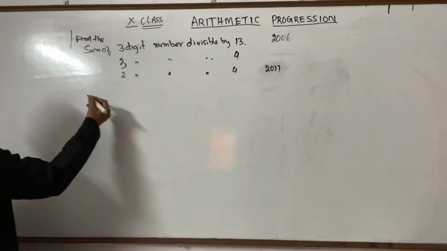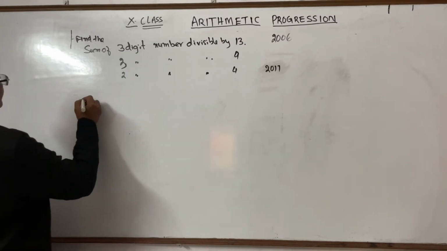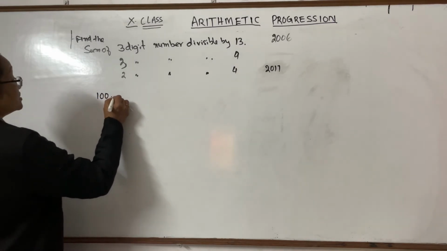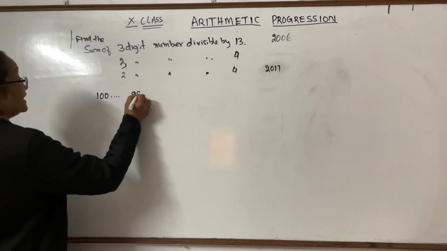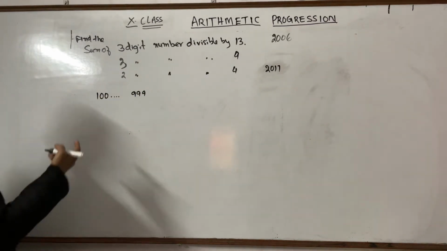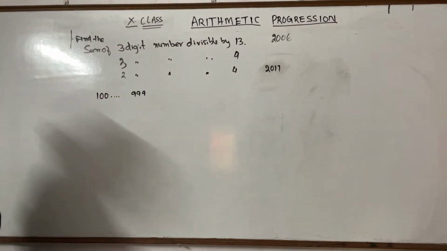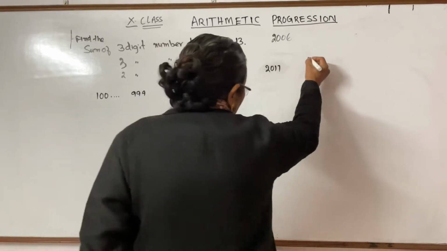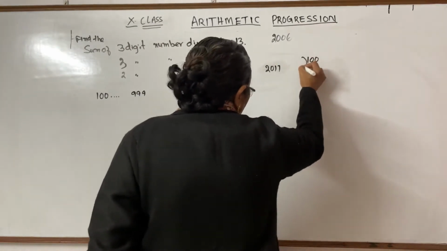We know 3-digit numbers, what is that? 3-digit numbers start from 100, then it goes on, ends with what? 999. So these numbers should be divisible by 13. But we know that 100 is not divisible by 13. So instead of going through the 13 table, what you will do? You divide 100 by 13.